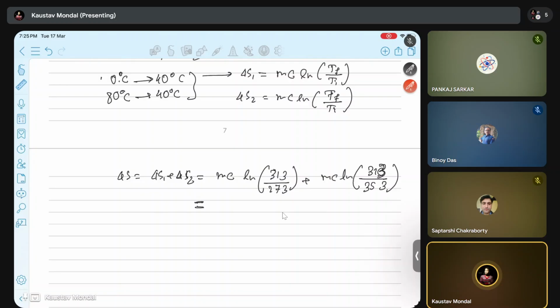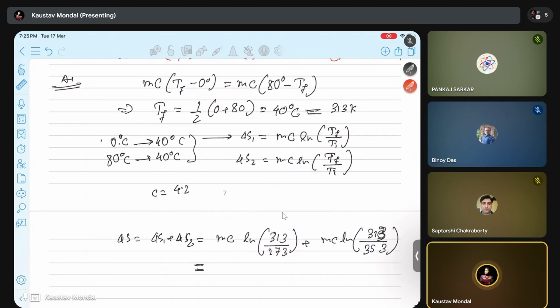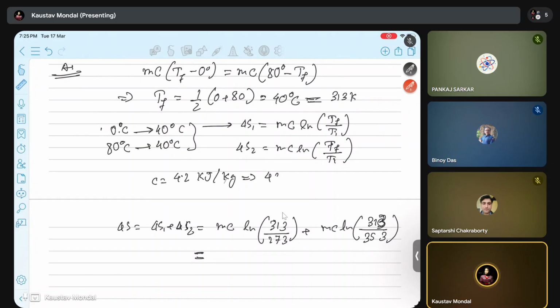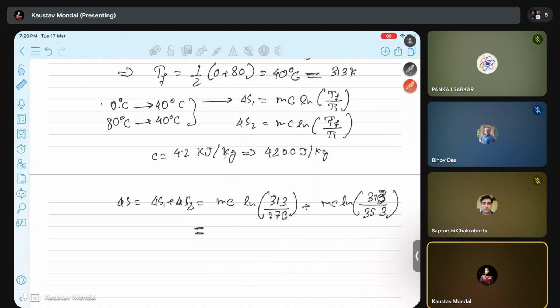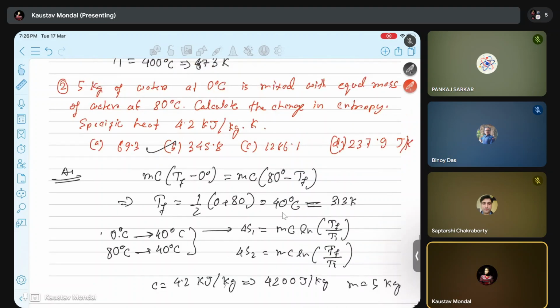So C you already know. C is the specific heat, 4.2 kilojoule. Since it's kilojoules, we have to convert it into joule, so 4200 joule per kg. And the mass of the water is also given as 5 kg. If you substitute all of this here, you will be getting delta S as 345.8 joule per Kelvin. Okay, so this will be the correct answer.